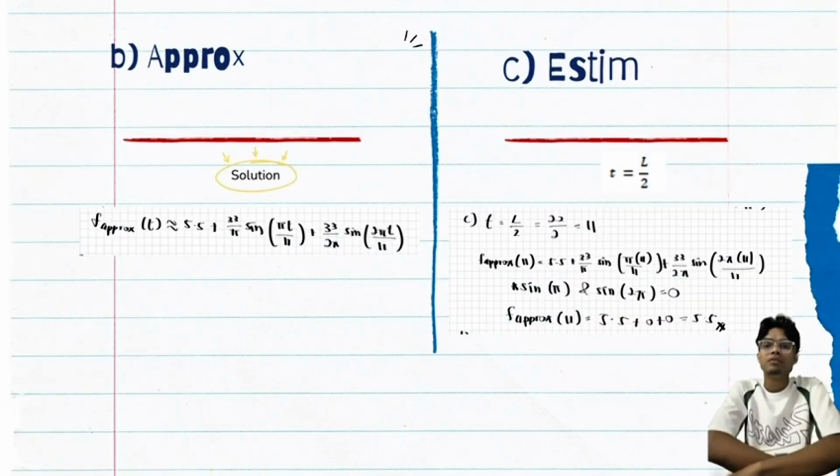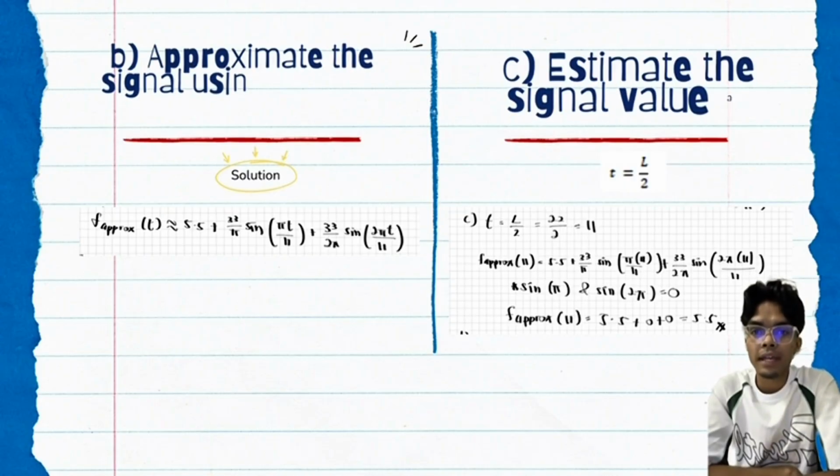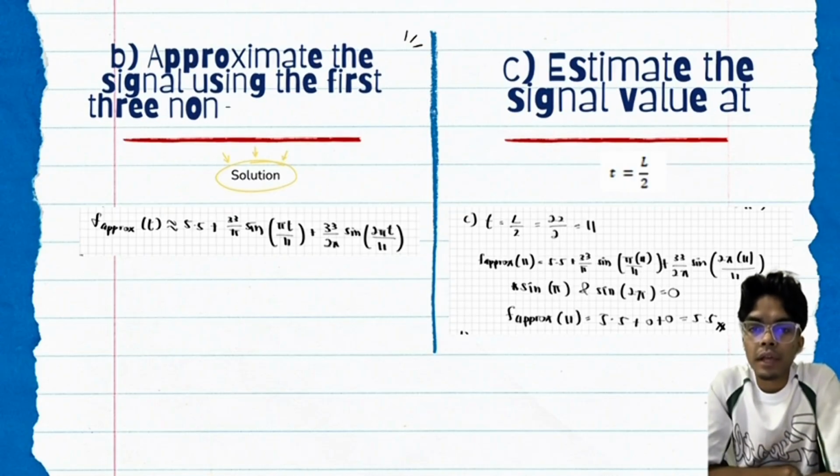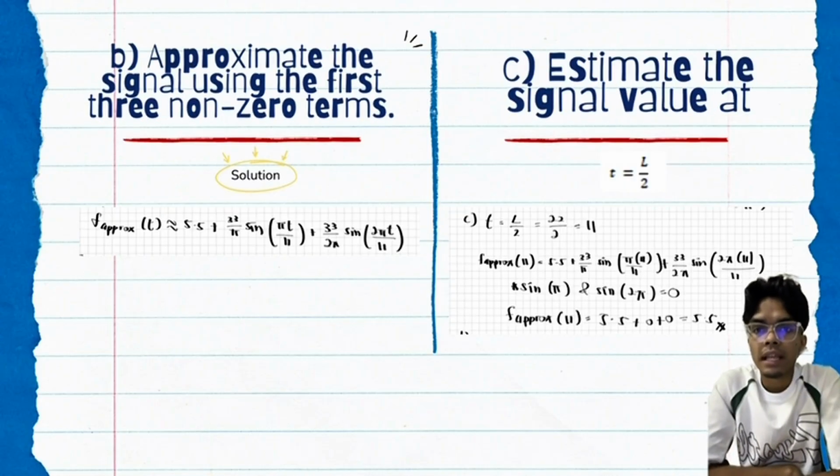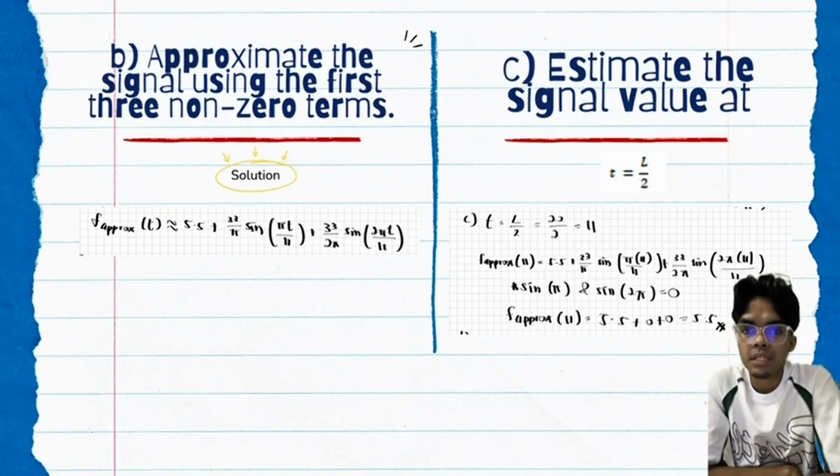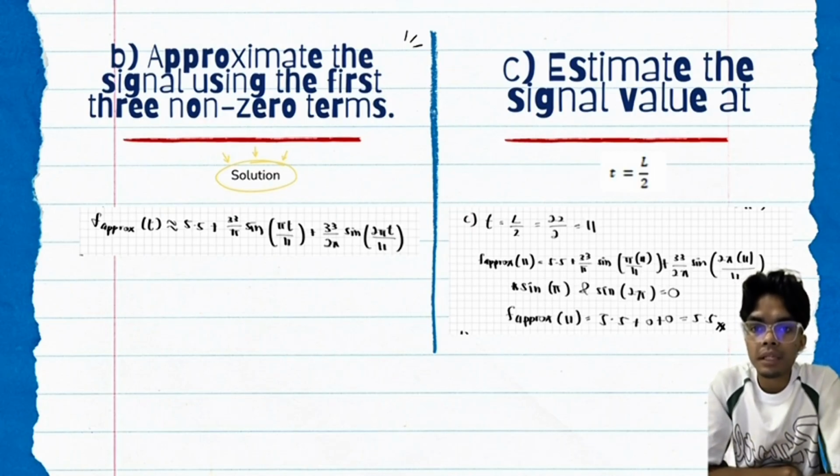For part C, we estimate the signal value at the midpoint, where t equals L over 2, which is 11. When we plug t equal to 11 into our approximation formula, both sine terms become sin π and sin 2π, which mathematically equal 0. Therefore, our estimated value is exactly 5.5.